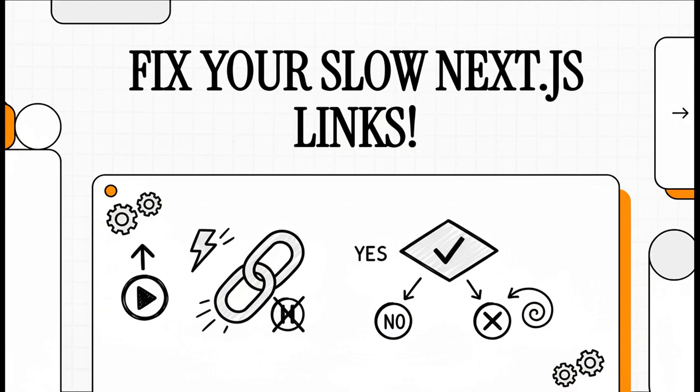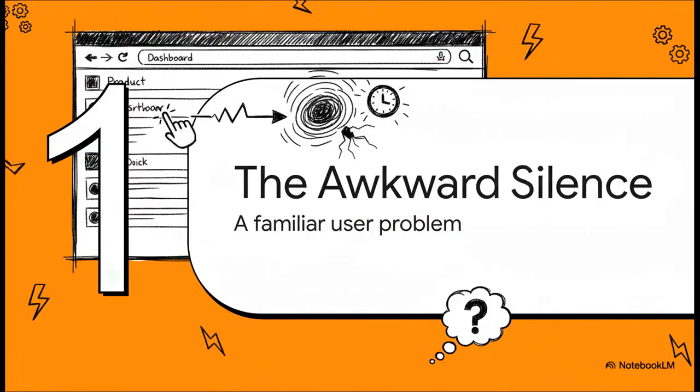Welcome to BuildBytesDaily. Today we are tackling a really common but kind of tricky UI problem in Next.js: that awkward, silent pause right after a user clicks a link. We're going to look at a specific tool for this, the useLinkStatus hook. But what's even more important is figuring out when you should, and maybe when you shouldn't, actually use it. So let's dive in.